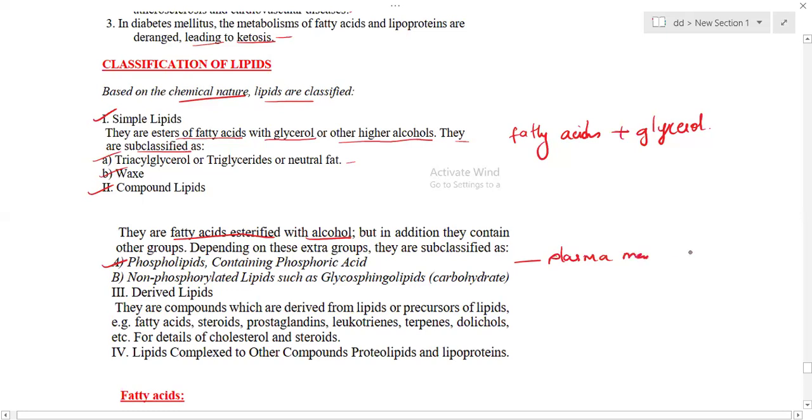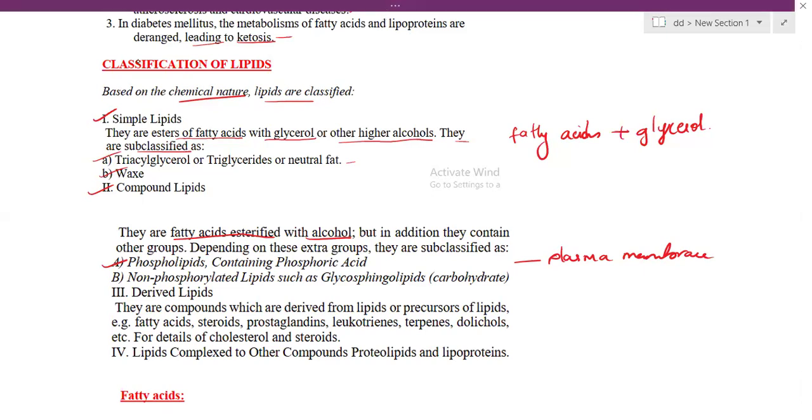Correct, no? And non-phosphorylated lipids such as sphingolipids. This is also one type of lipid that is seen in the plasma membrane.